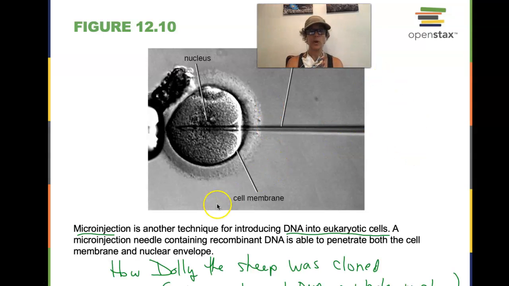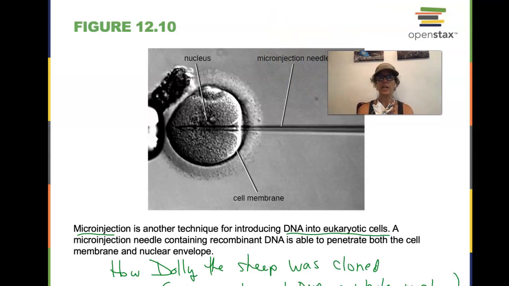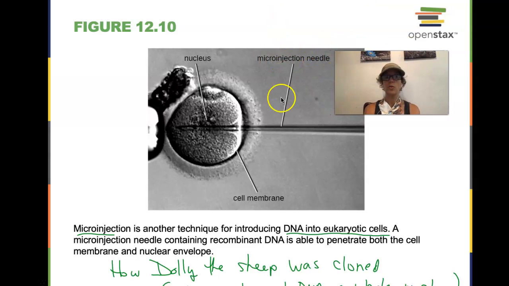This is a different way of injecting DNA into eukaryotic cells, where we actually have a tiny, skinny needle. DNA is picked up with this microinjection needle and punctured directly through the cell membrane and into the cell to deliver that DNA.